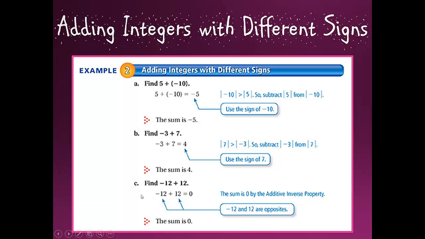And for c, we're going to find negative 12 plus 12. Negative 12 and 12 are opposites, so our answer will be 0.